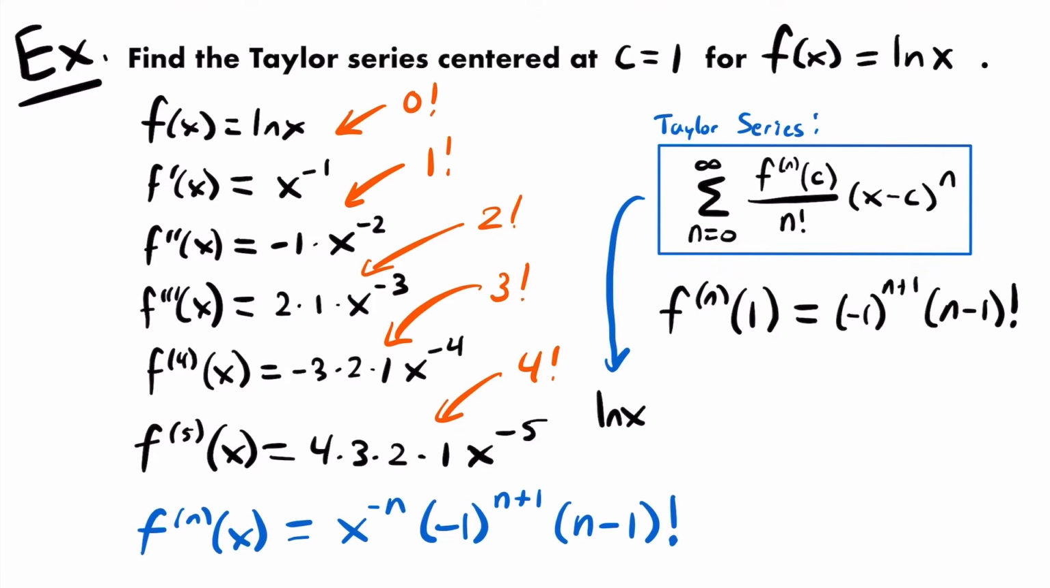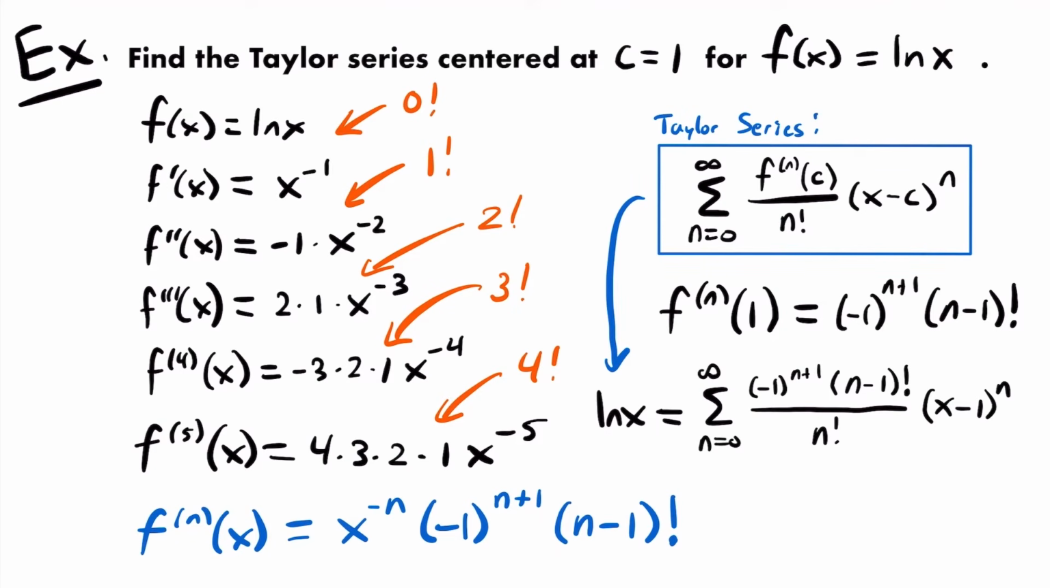The natural log of x will be equal to the sum from n equals 0 to infinity of the nth derivative evaluated at 1, which we now know is negative 1 to the power of n plus 1 times n minus 1 factorial, and that will be divided by n factorial and multiplied by x minus c, which is 1, to the power of n. Okay, and so this Taylor series right here will represent the natural log of x.